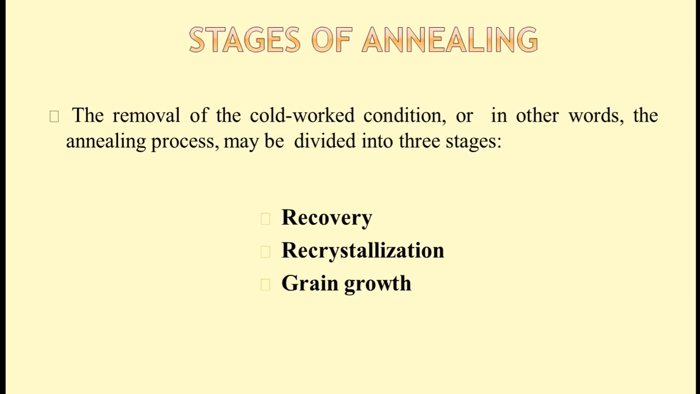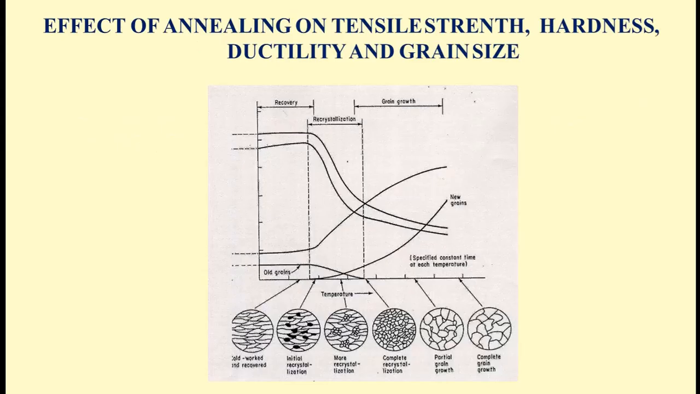Now, there are several stages of annealing. The removal of the cold work condition, or in other words the annealing process, may be divided into three main stages. The first one is recovery, the second one is recrystallization, and the third one is grain growth. From this figure, we get an idea of where exactly the recovery, recrystallization and grain growth zones are.